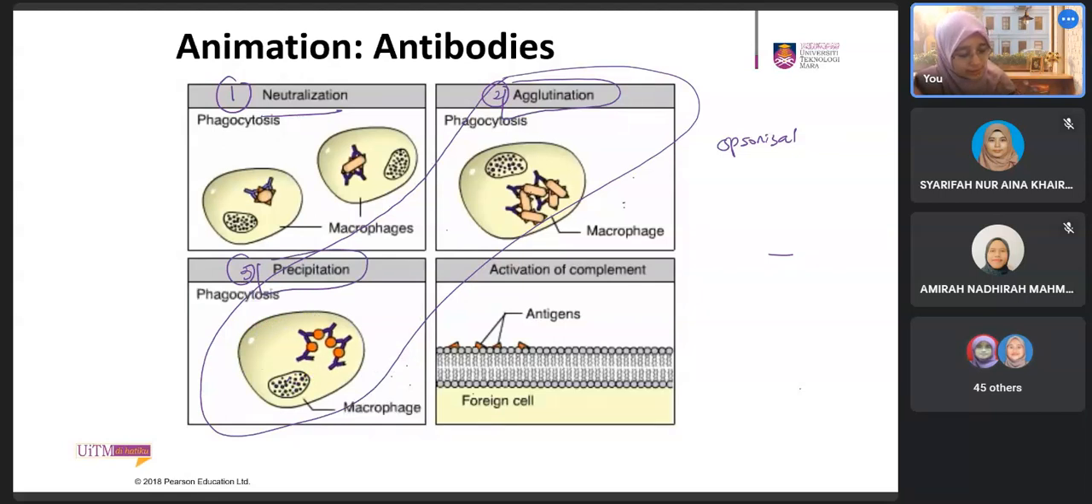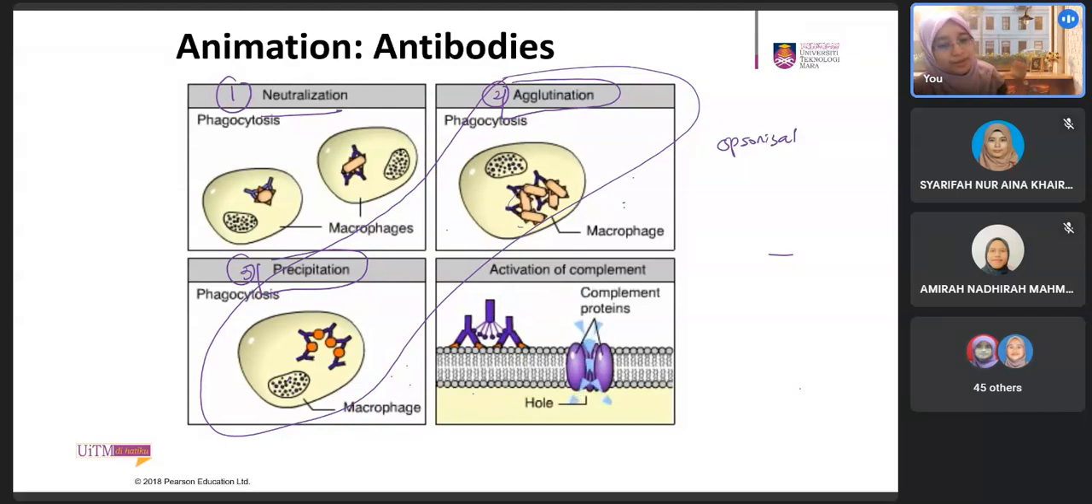So you can see a group of bacteria or pathogen initially in your body fluid. It is circulating in your body fluid, then comes along the antibody to clump or agglutinate the virus together. So when it is clumped together, then comes along a macrophage to engulf it.